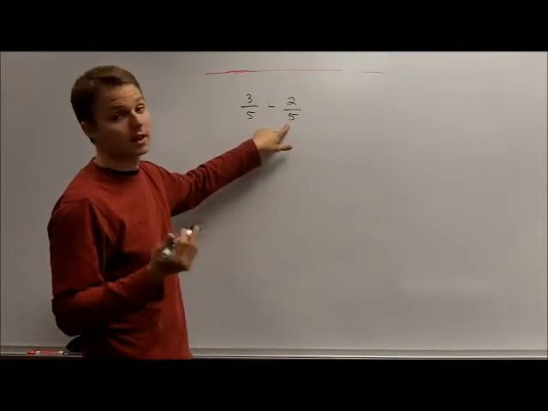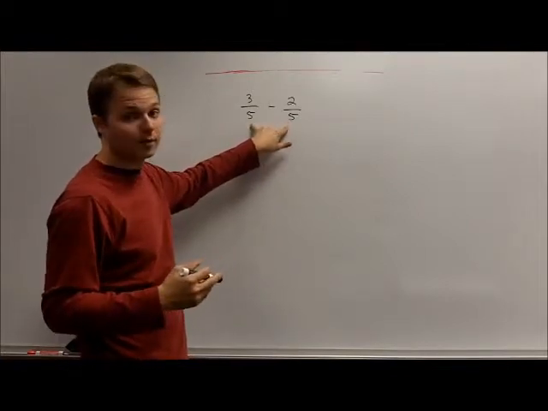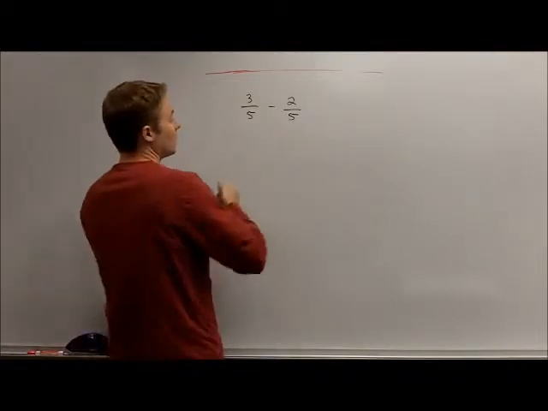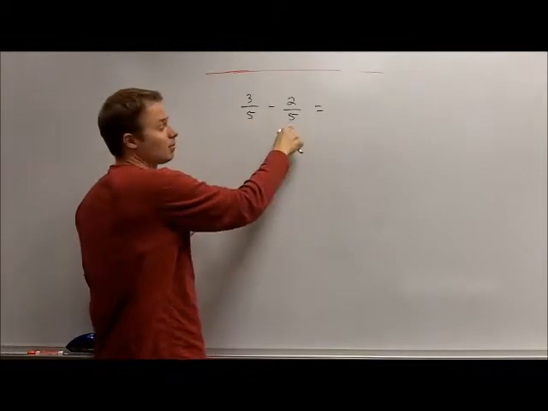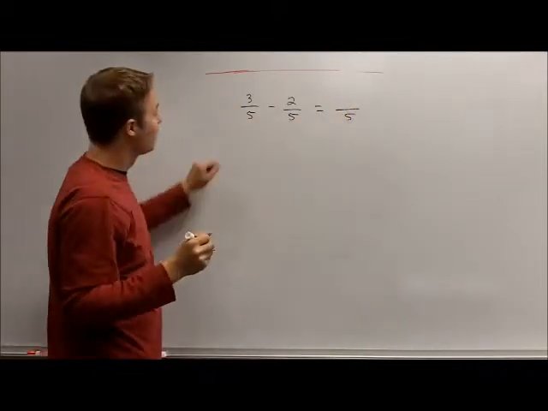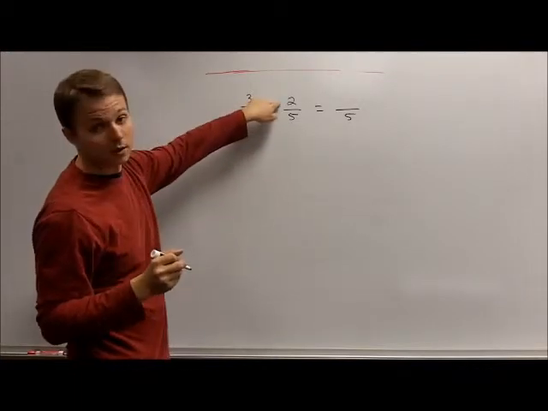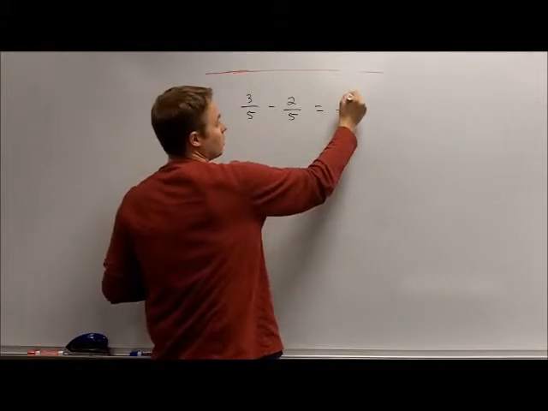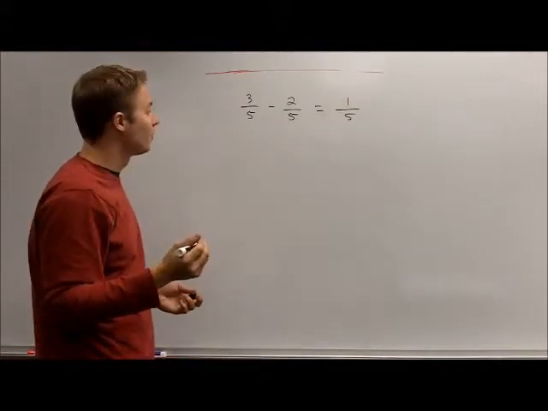We call this having a common denominator. If they have a common denominator, then the process becomes relatively easy. If I'm going to take 3/5 minus 2/5, the denominator will stay the same. It'll stay as a 5. But we'll actually do the arithmetic with the numerator. So 3 minus 2, so in this case 1, and I just end up getting 1/5.